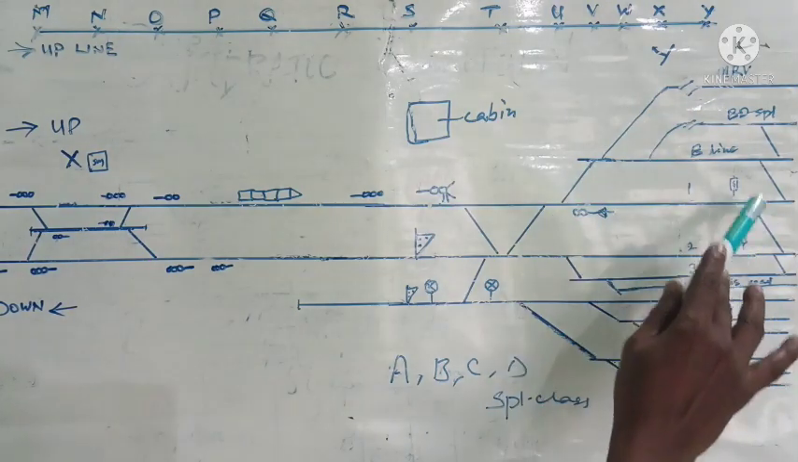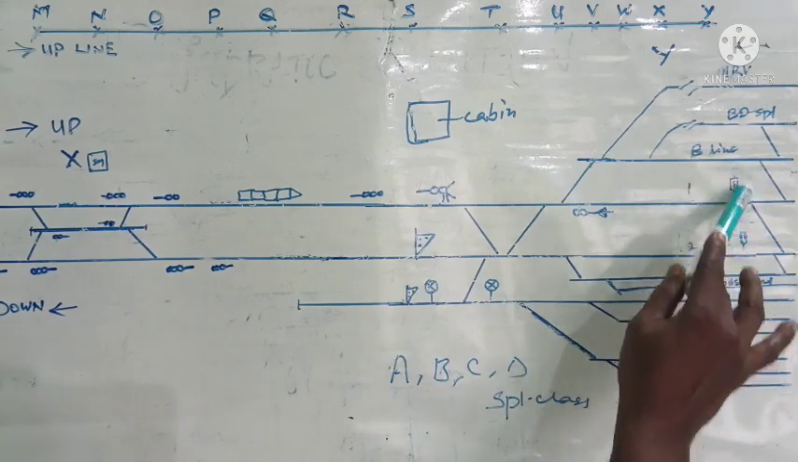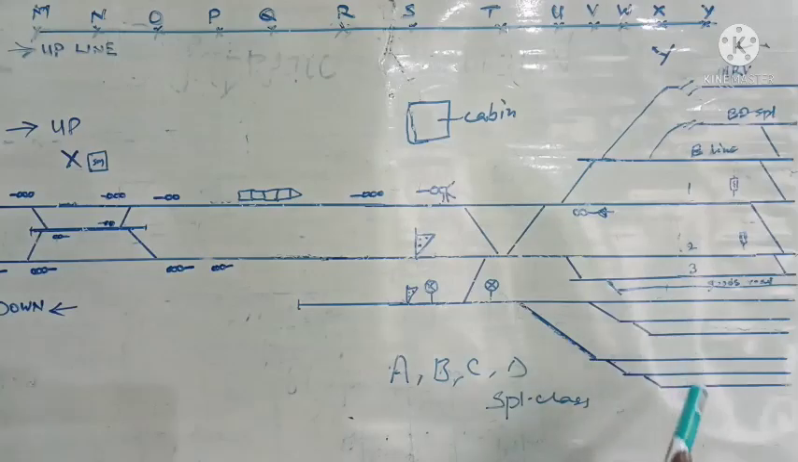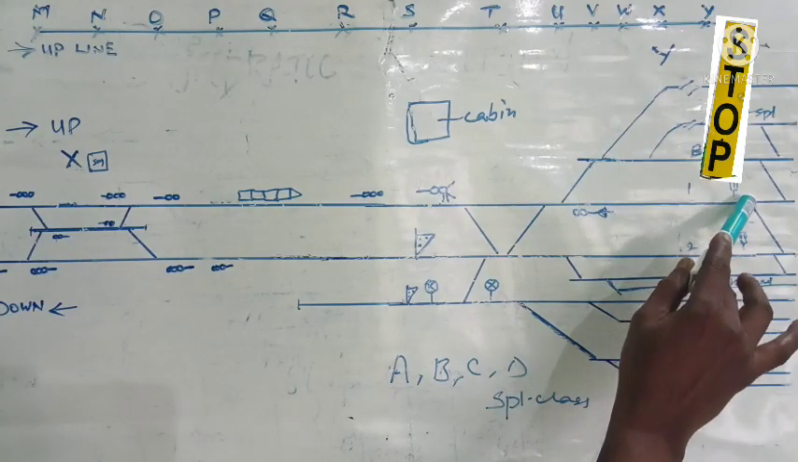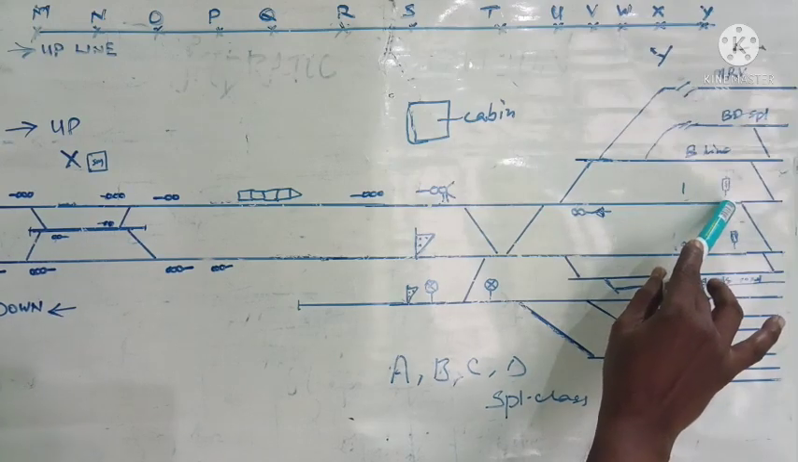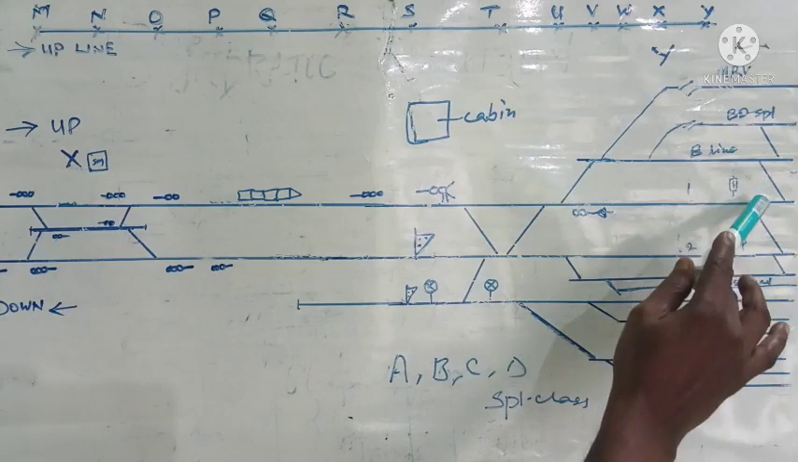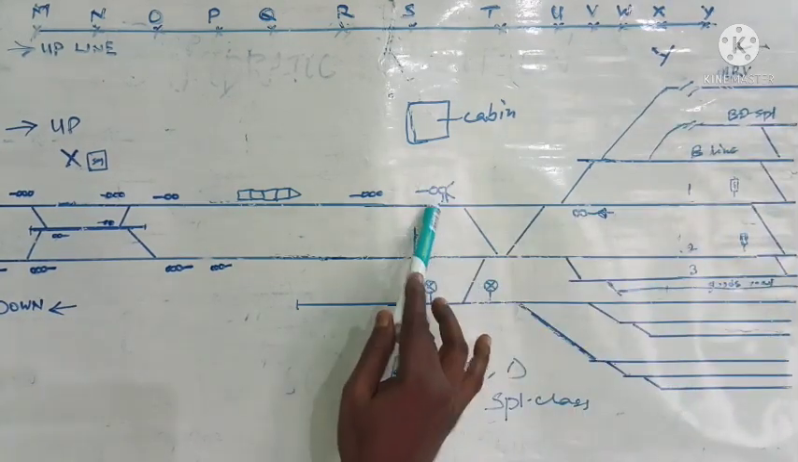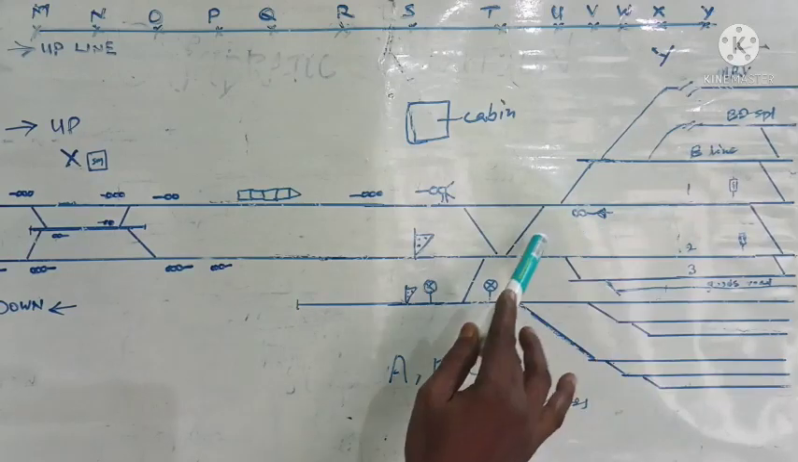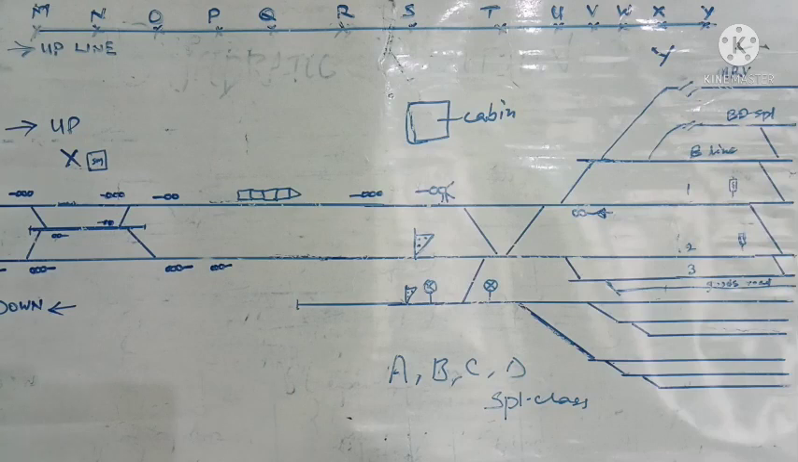Here the adequate distance is 0, and at this point we can see a stop board provided, a yellow painted board with the word stop written on it. Such a board will be provided at this point so that the train must come and stop here. Since the adequate distance for taking off the home signal is 0 here, the speed from the home signal will be restricted. In a goods yard, the speed will be restricted to 10 kmph.